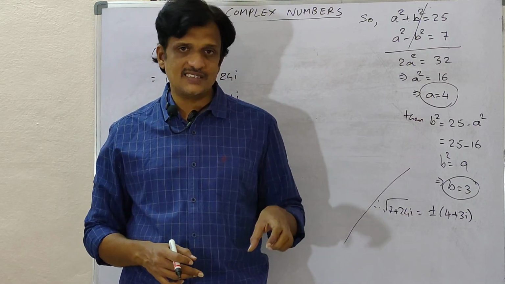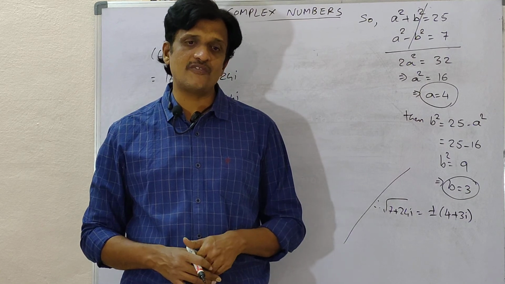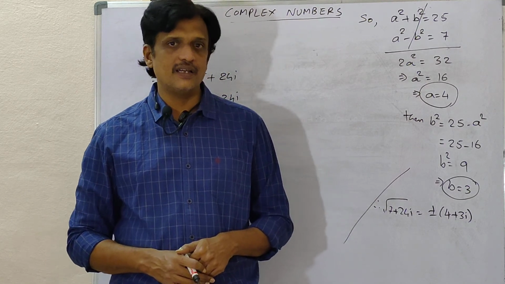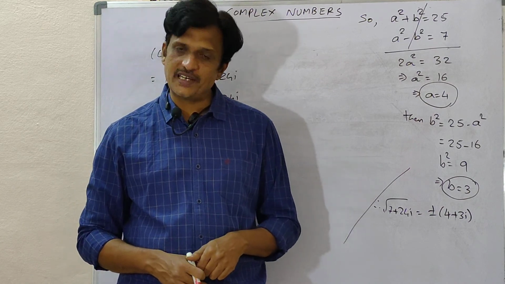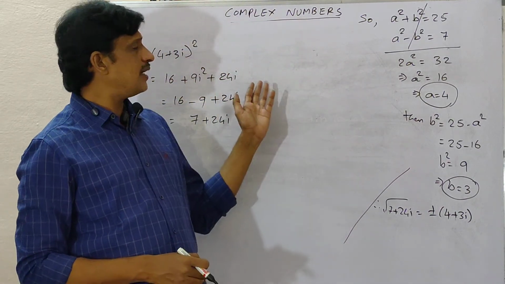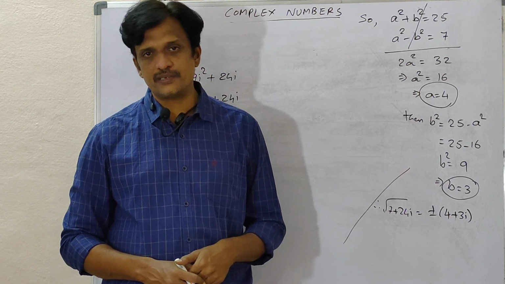So in this session we discussed how to write the given complex number in the simplified form, that is in the form of a plus ib, and how to find the conjugate complex number of the given one. The next one is how to find the square root of the given complex number.